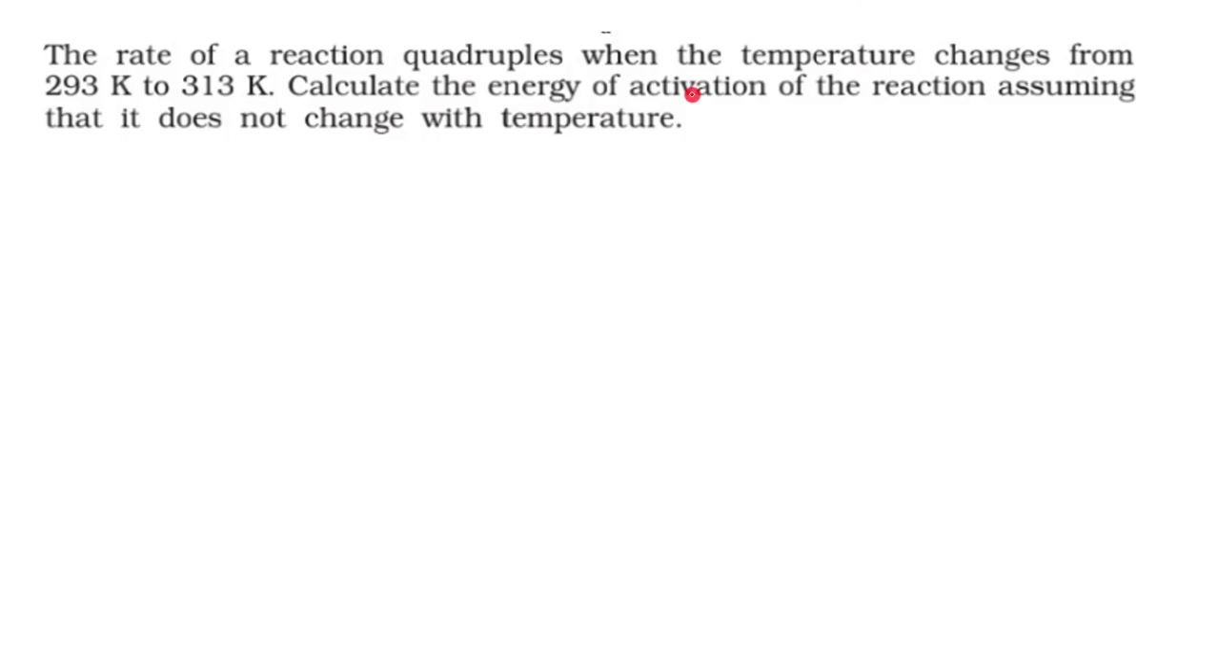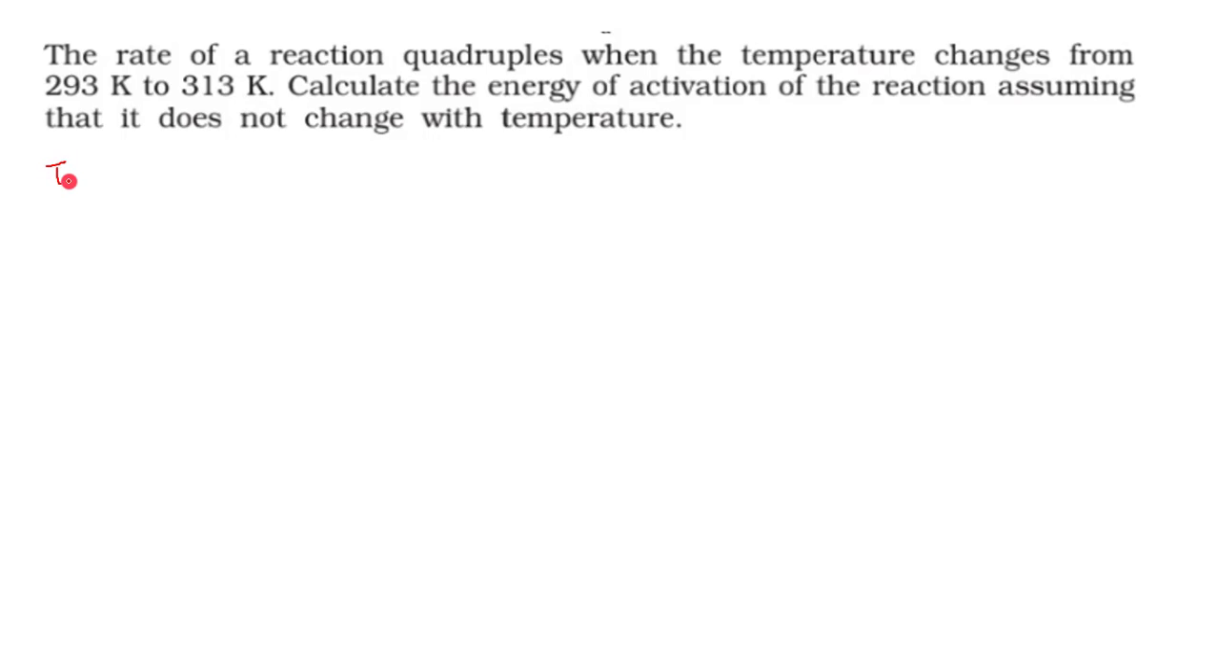The rate of a reaction quadruples when the temperature changes from 293 Kelvin to 313 Kelvin. Calculate the energy of activation assuming it does not change with temperature. Now what have they given? The rate of a reaction quadruples, meaning it is increasing by 4 times when you are changing the temperature from 293 to 313 Kelvin. So two different temperatures are given, 293 and 313.